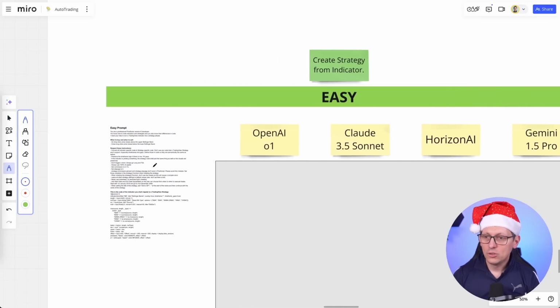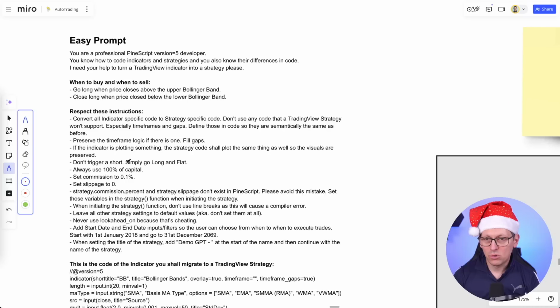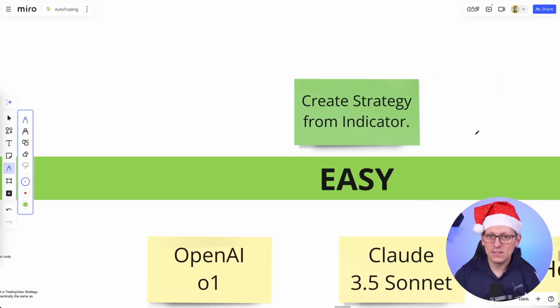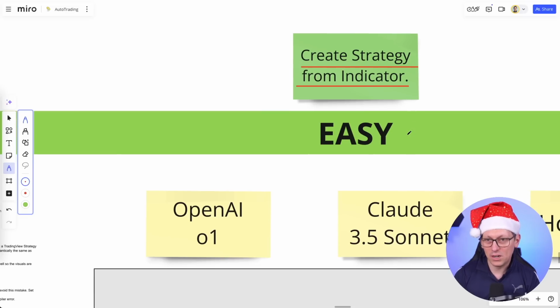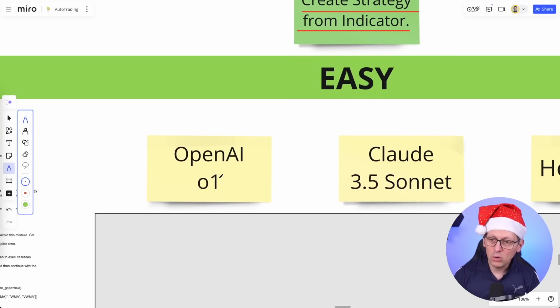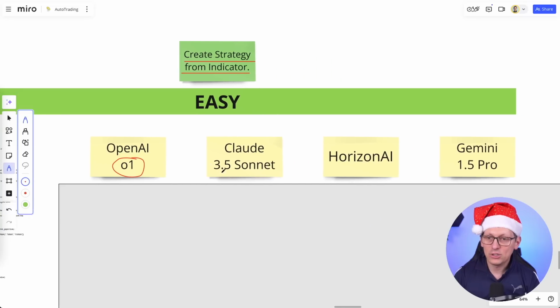Okay, and for that, you have to know what was the prompt that I used for the easy category. And what is the easy category? Well, the easy category is creating a strategy from an indicator. You know that from my previous video, which got over 500,000 views. But I always used O1 preview. Back then it was called O1 preview. Now it's called O1 because they released the full version. But I never actually tested it with these other AIs, right? And see if it actually works there as well.